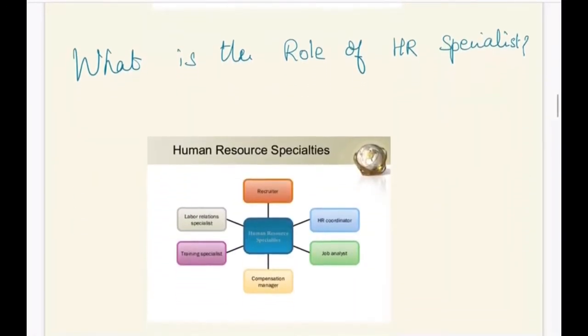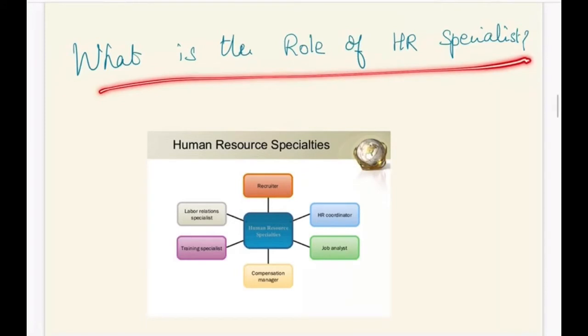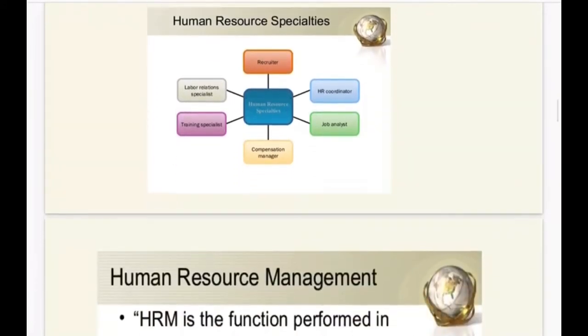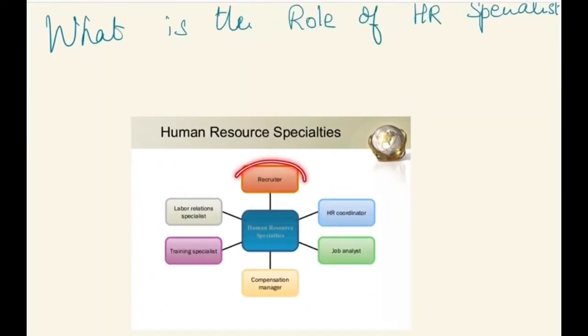If you see here the role of the HR specialist, the HR specialist will take care of any particular specialized area, like recruiter. If you see many consultancies, you can now see that the modern trend is outsourcing of jobs. In outsourcing of jobs, the recruiter is a predominant person. The HR consultancies are working for recruitment. Instead of putting their money on the recruitment process, the company is now outsourcing the recruitment. So this person will be called a recruiter, and HR coordinator.